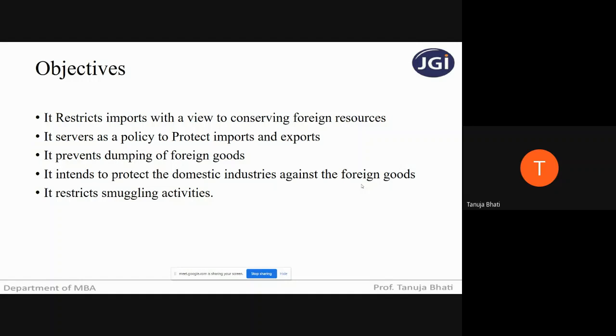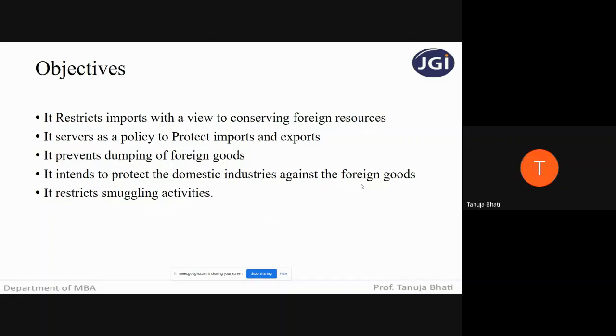So these are the objectives of why the custom duty was imposed, why the Custom Act came into the picture. Is that clear, students, to everyone? Yes, students? Yes? Is this okay? Yes, ma'am.